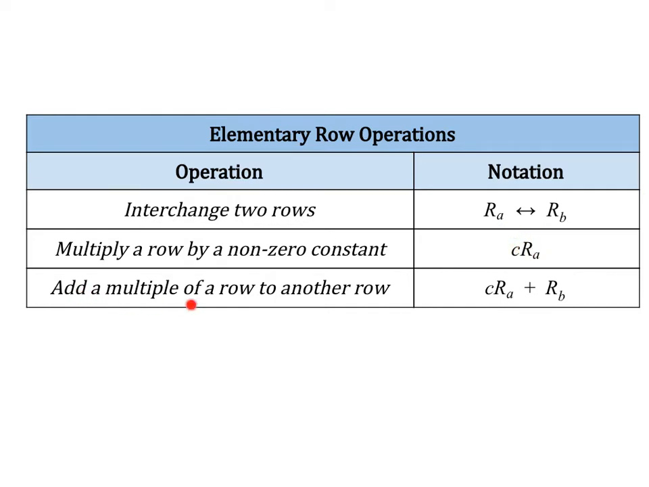Another thing that you can do is multiply a row and add a multiple of a row to another row. This is very similar to what we did when we were solving systems using elimination, right? We would multiply an equation by -2 and add it to a different equation, so our x's or our y's or our z's would cancel out. So this is how you notate it.